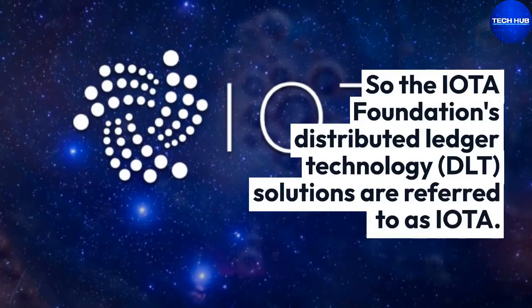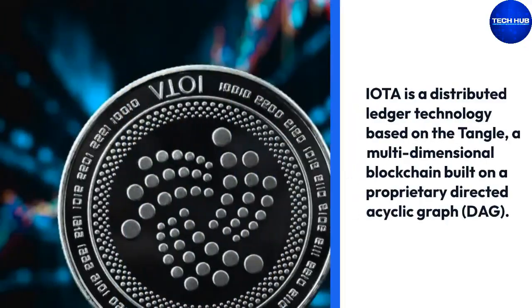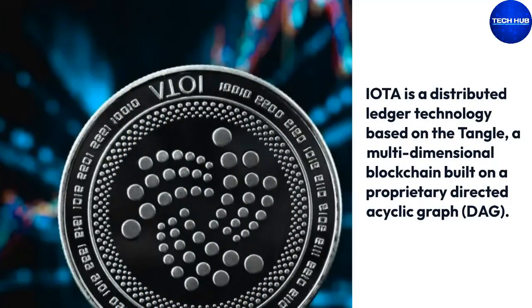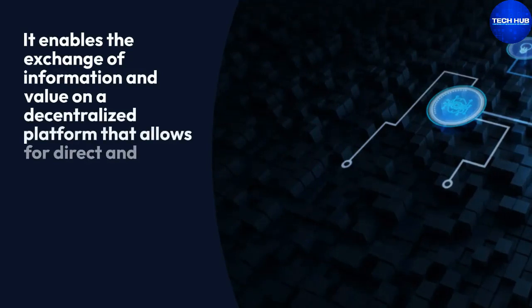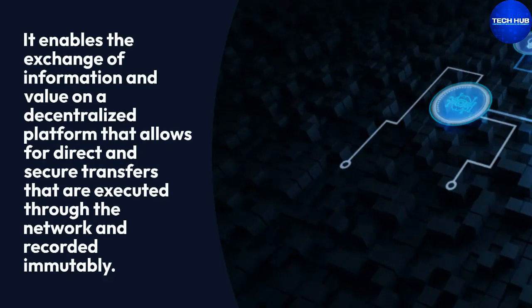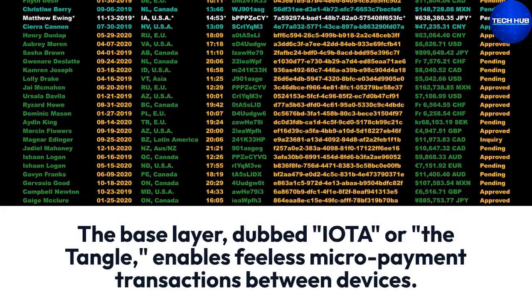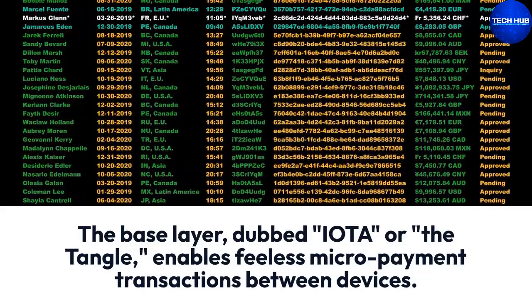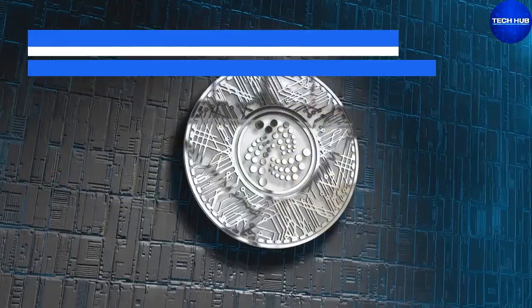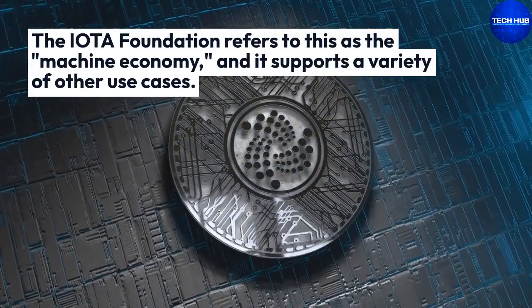So the Iota Foundation's distributed ledger technology, DLT solutions, are referred to as Iota. Iota is a distributed ledger technology based on the Tangle, a multi-dimensional blockchain built on a proprietary directed acyclic graph, DAG. It enables the exchange of information and value on a decentralized platform that allows for direct and secure transfers that are executed through the network and recorded immutably. The base layer, dubbed Iota or the Tangle, enables feeless micro-payment transactions between devices. The Iota Foundation refers to this as the machine economy, and it supports a variety of other use cases.